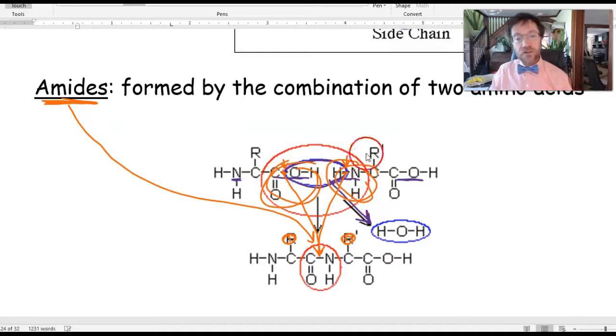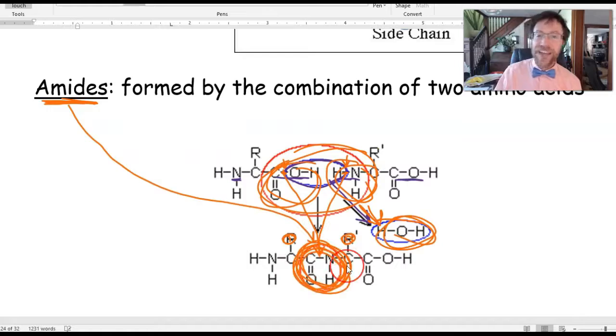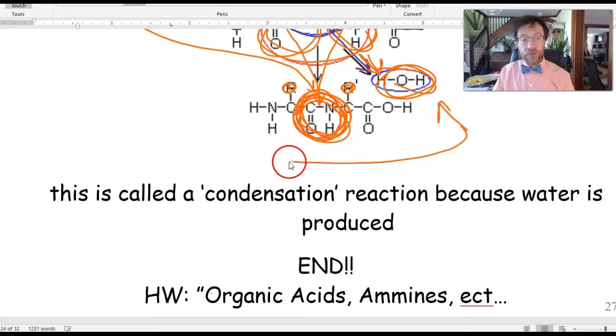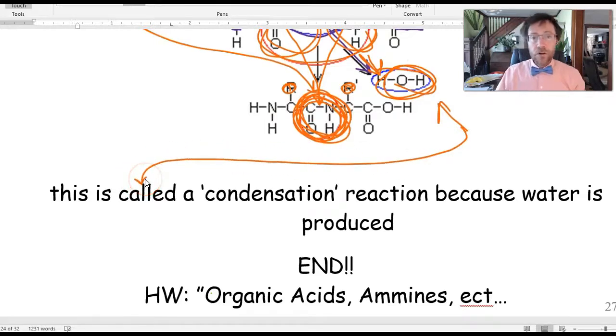Can I make any more circles here to make this any more clear to help you understand what I'm talking about? Yeah. So also, this is called the condensation reaction. Why? Because we're producing water. Here's more drawing for you.